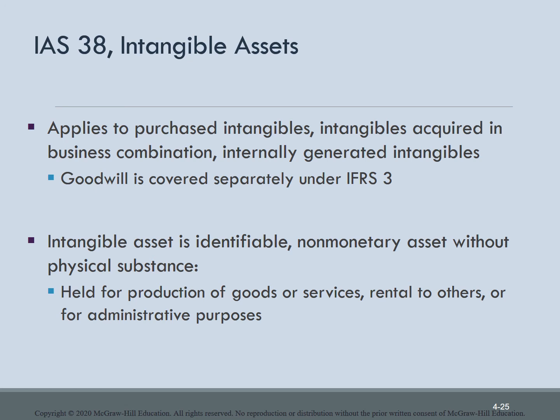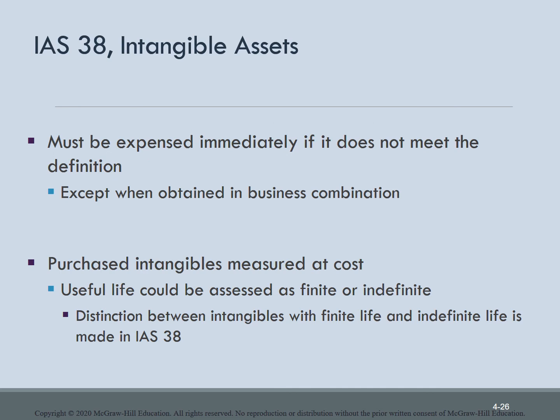An intangible asset is defined similarly for both sets of standards. It's an identifiable non-monetary asset without physical substance. It's held for production of goods or services, rental to others, or for administrative purposes. So if an expenditure does not meet the definition of an intangible asset, it must be expensed immediately, except when it's obtained in a business combination.